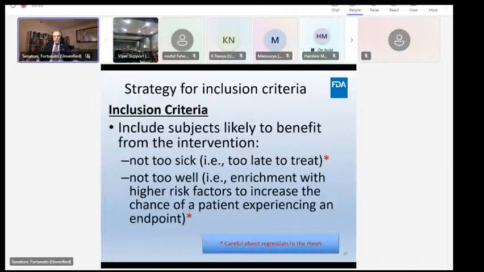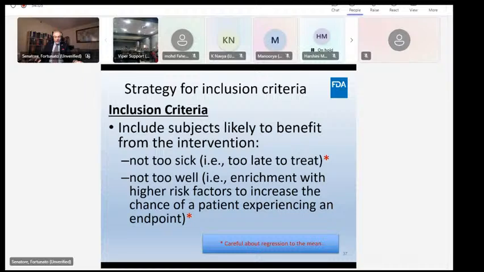Now, who do you include in the clinical trial? You include subjects that are likely to benefit from the drug, from the intervention. You don't want them to be too sick, because if the subjects are too sick, it's maybe too late to treat the disease. You don't want them to be too well, on the other hand. If you're so well, the drug is not going to have much of a treatment effect. So you want the patient population to be just about right.